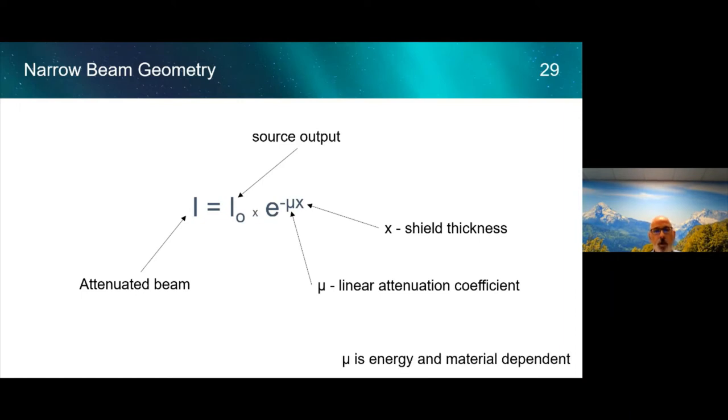It's worth bearing in mind here that this linear attenuation coefficient is energy dependent and material dependent. What that means is if you change the energy of your radiation, either increase it or lower it, the value for the linear attenuation coefficient will change. If you change the material, say you're using concrete and you decide actually I've got access to some lead blocks, can I use lead? Yes, of course you can, but you're going to have to look at the attenuation coefficient because it is material dependent. So it's energy and material dependent.